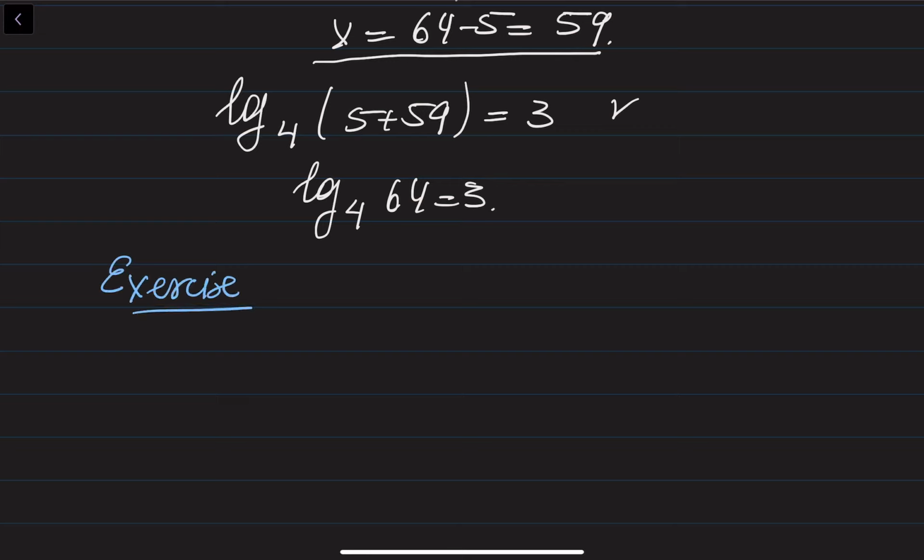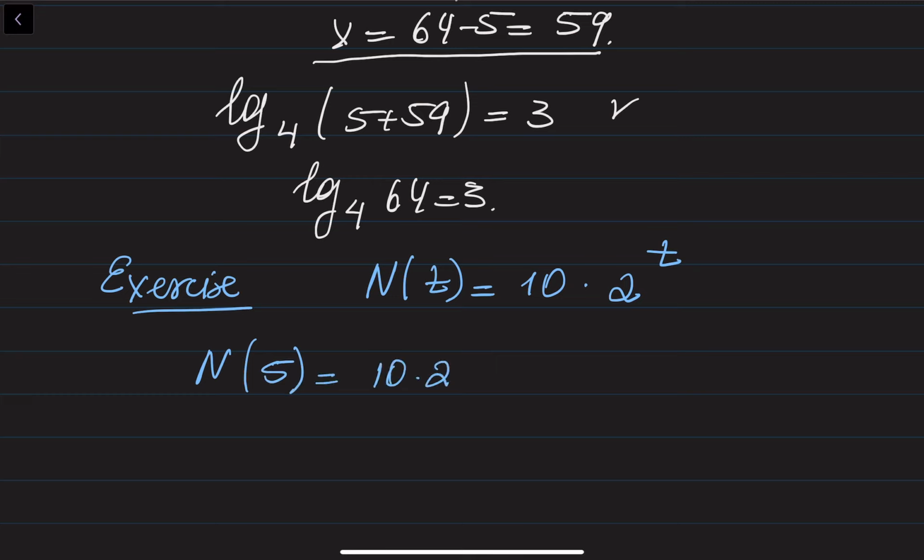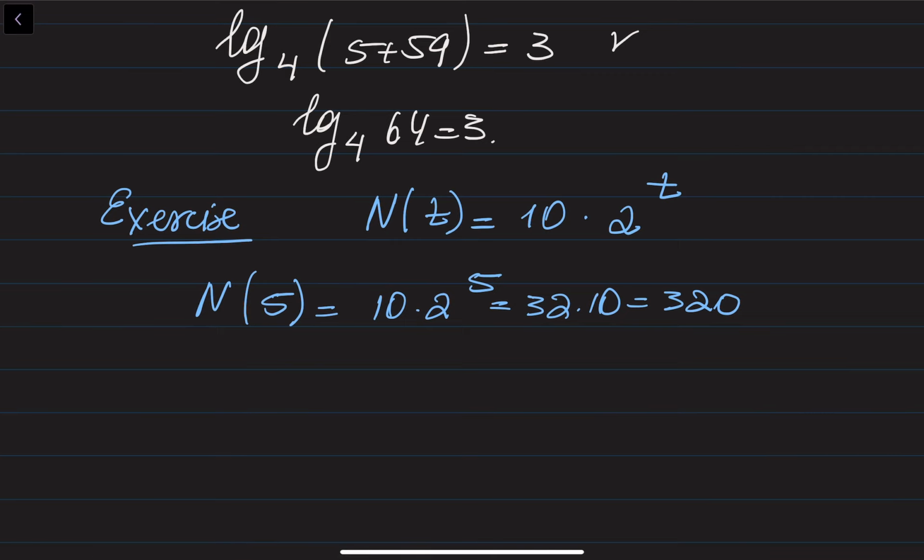So let's say the number of these cells after t hours is going to be equal to 10, the initial number of cells, times 2 to the power of t. So for example, if you would like to know the number of cells after 5 hours, you just need to put 5 there. It's going to be more or less straightforward. It's going to be 32 times 10, which is going to be 320.